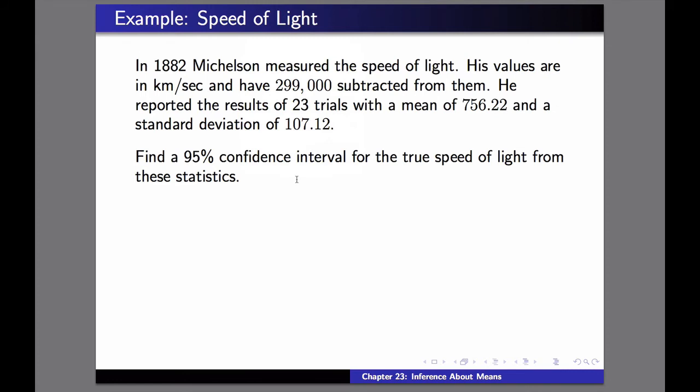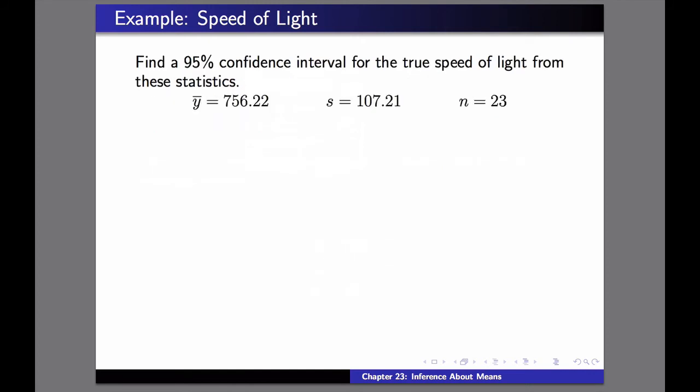Now, whenever you're doing these problems, you should just start by writing down what's been given to you. So let's just write down all of these numbers with their proper names. Okay, so we've been given a sample mean from his 23 trials, and we also have the sample standard deviation. Okay, so where are we going to go with these things? Well, let's find this confidence interval. So let's start by looking at the standard error.